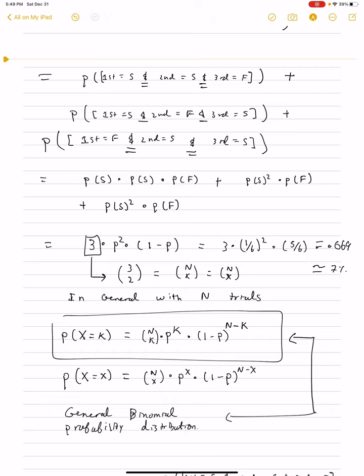Okay, so that is a motivating example of how we arrive at the binomial probability distribution formula. Thank you.